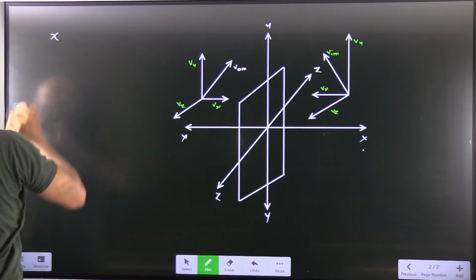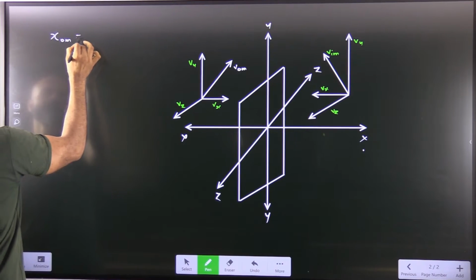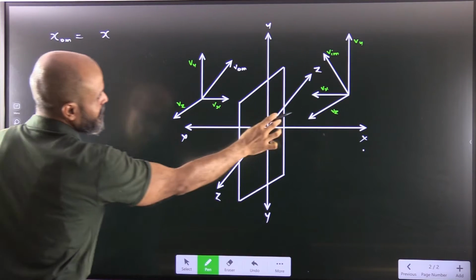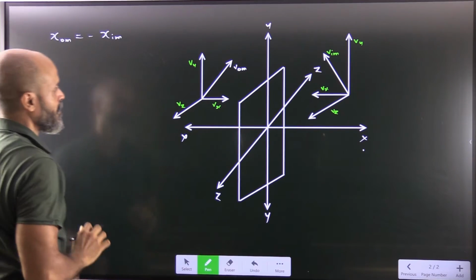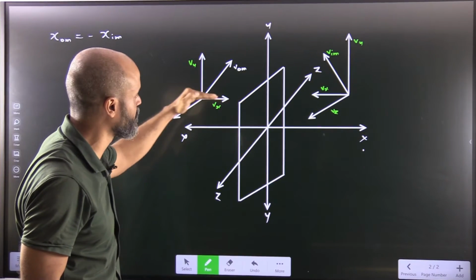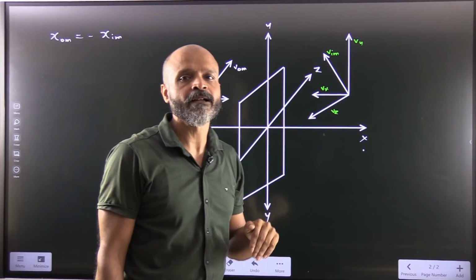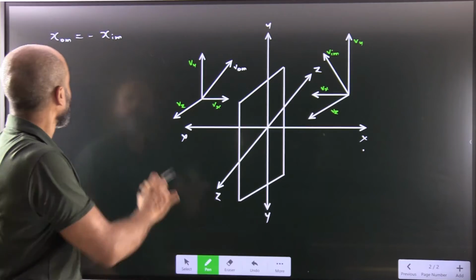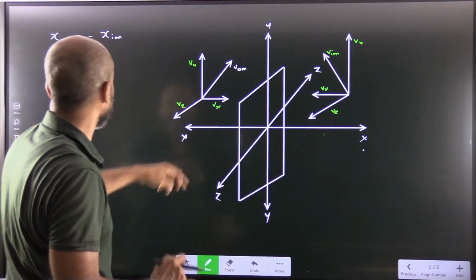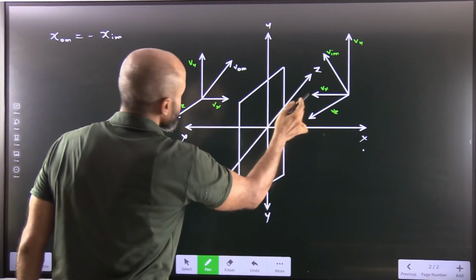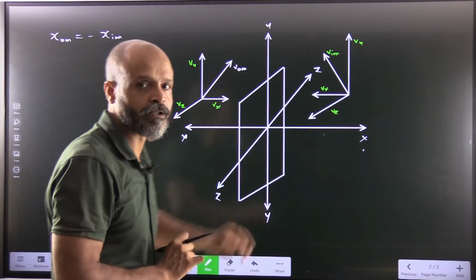So let's say we are moving the object here. So the object is moving with respect to the mirror. If I look at the displacement along the x-axis, it will be just opposite. Pay careful attention here. The object is moving along this, but if I take the displacement along the x-axis, very clearly the movement of the object with respect to the mirror along the x-axis is negative of the movement of the image with respect to the mirror along the x-axis.